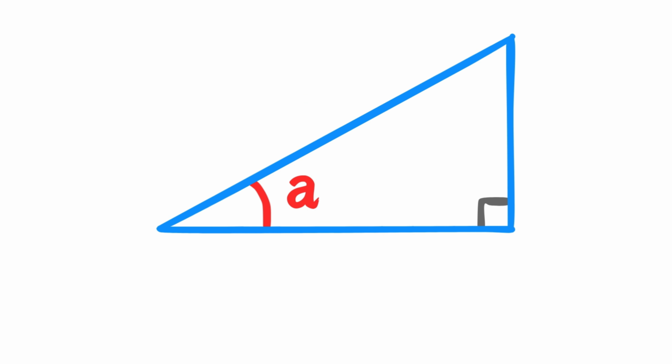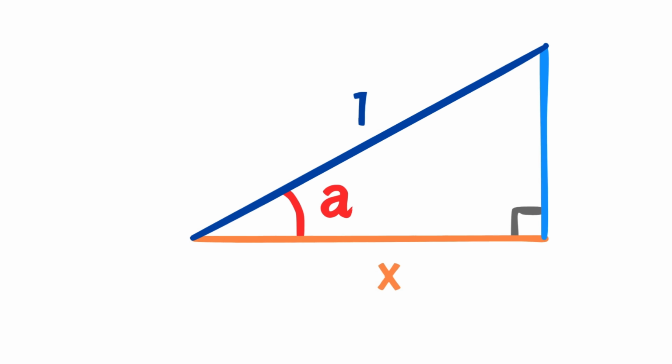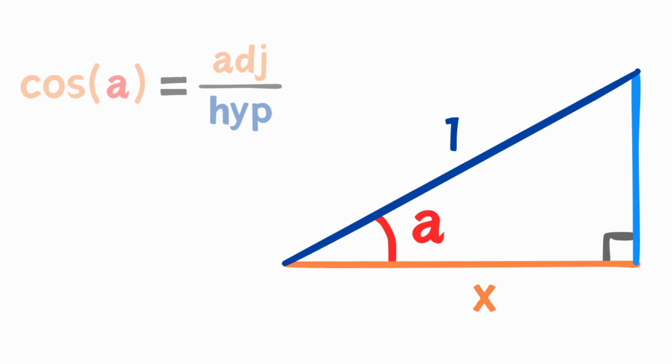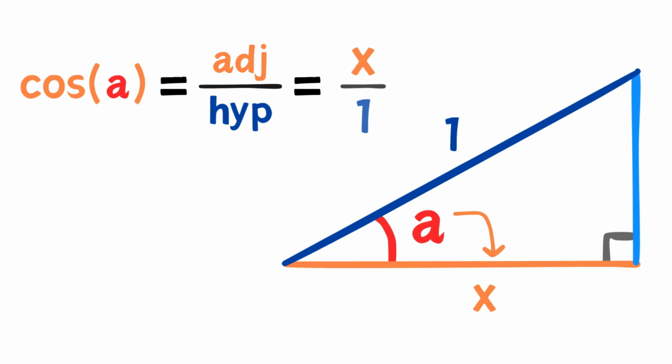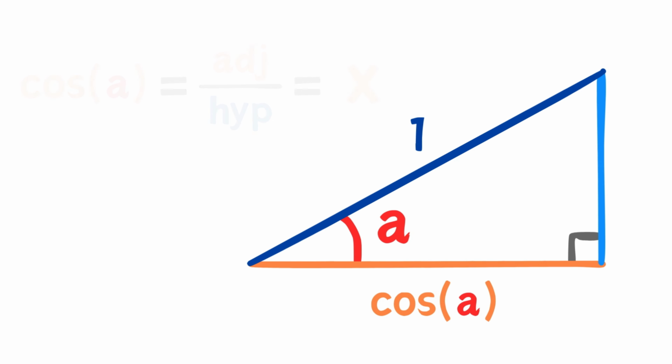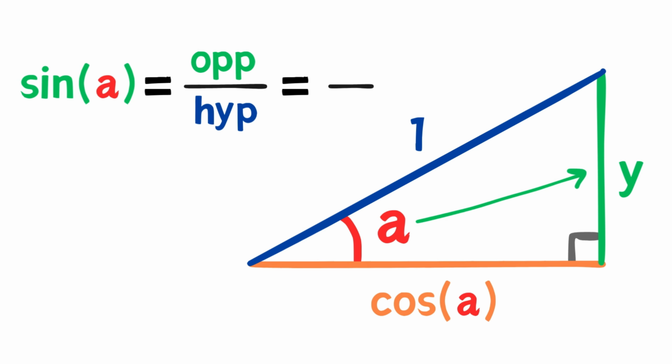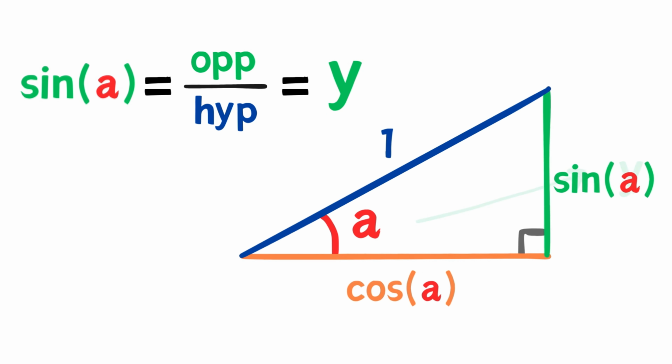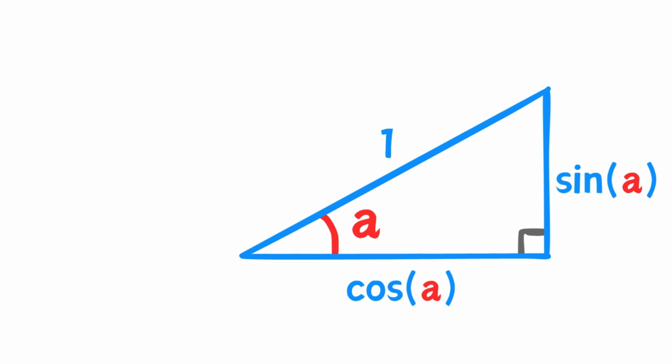Like a good start to a trigonometric problem, let's begin with a triangle with a hypotenuse of 1. To find the length of the side adjacent to angle A, we can use cosine. Since cosine is adjacent over hypotenuse, and the hypotenuse is 1, we know that the length is just cosine of A. In similar fashion, to find the length of the side opposite to A, we can use sine, which is opposite over hypotenuse. You may recognize this from the unit circle.